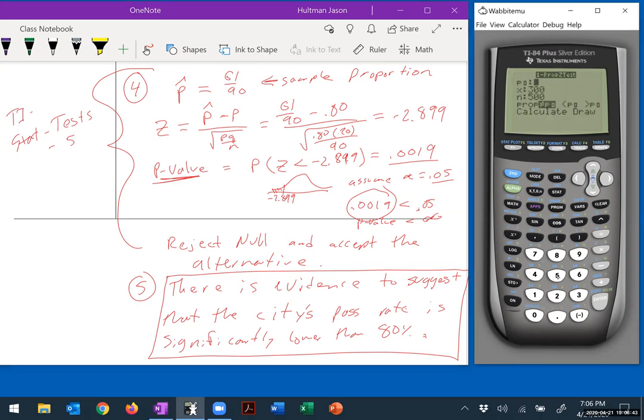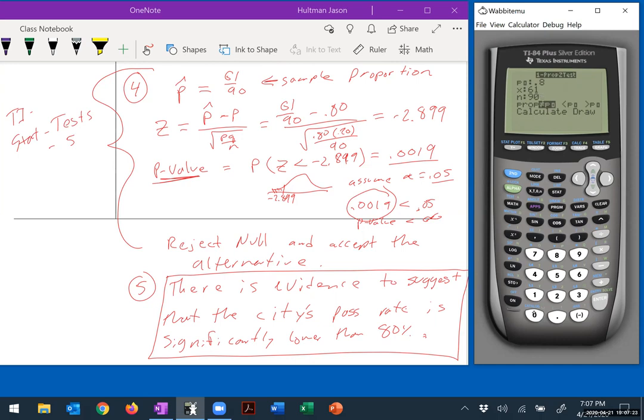Okay, so let's hit number 5, and it asks, what's your null proportion? My null proportion was 80%. That's what I was comparing against, the claim. My null is the claim. What's X? X is the number of successes that I got, the number on top for the sample proportion. Well, that's 61. I got 61 passes out of 90 trials. That's about 67%.